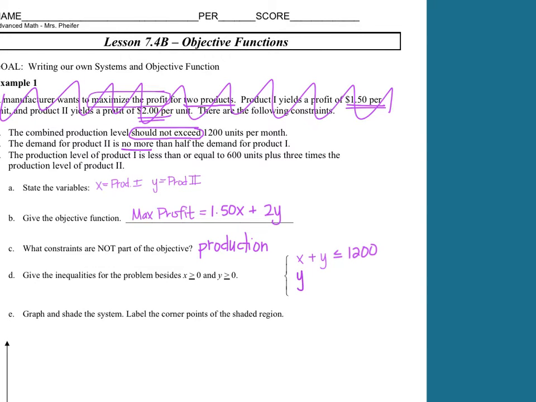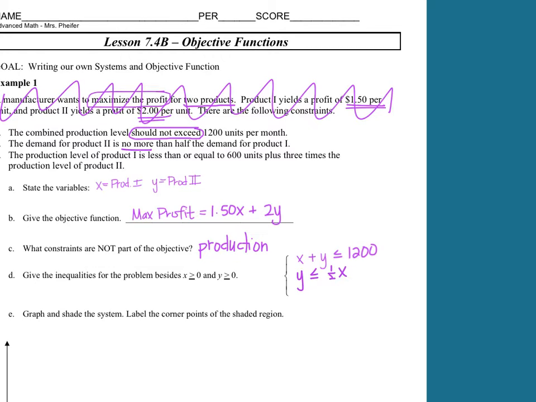If it's no more, then it is less than. And what is it less than? Half of the demand for product 1. So that would be 1/2 times X, or Y is less than 1/2 X.